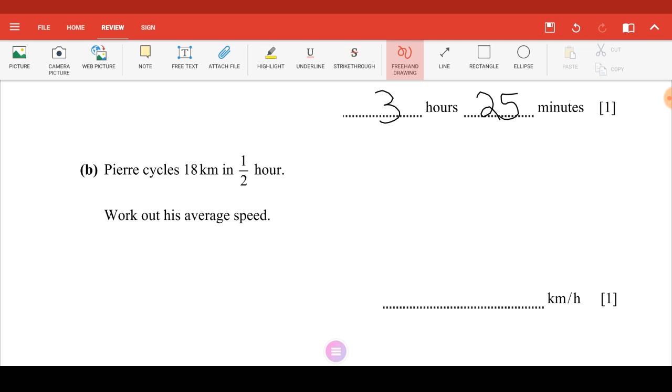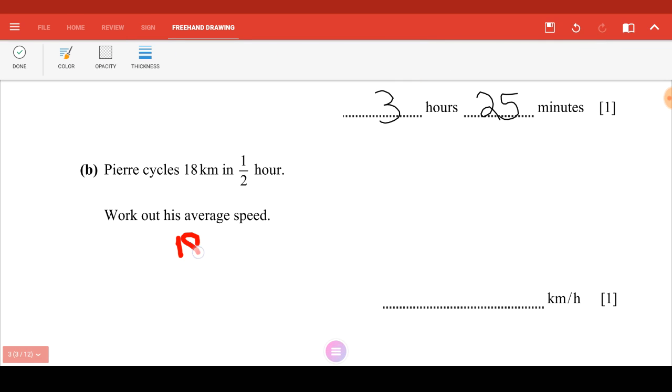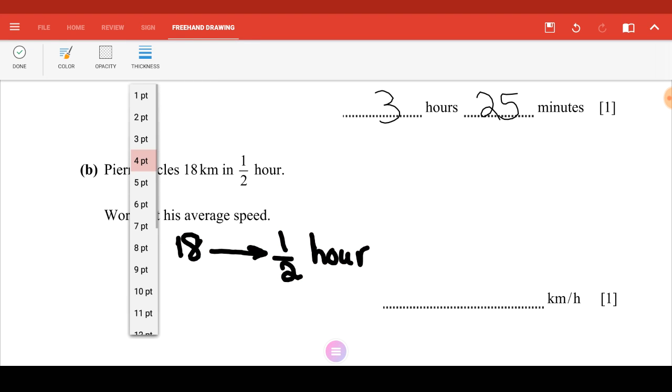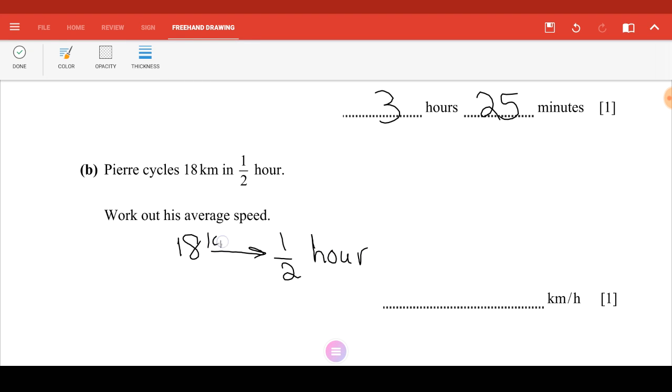Okay, letter B, as you remember, 18 and half an hour, 18 kilometers. How many kilometers in a complete 1 hour? This is how to get the speed.